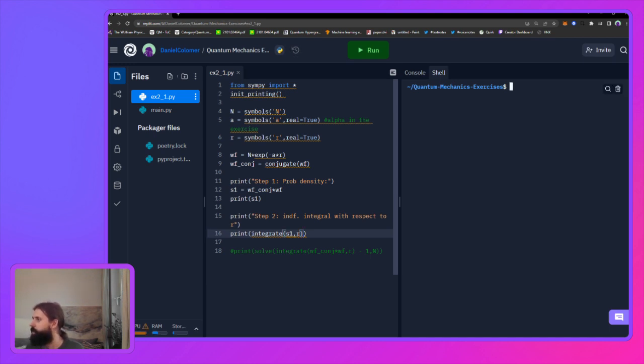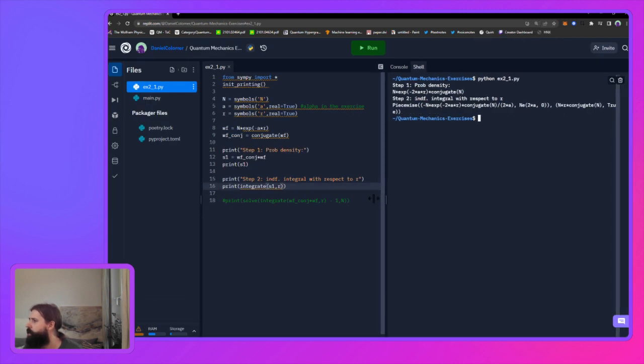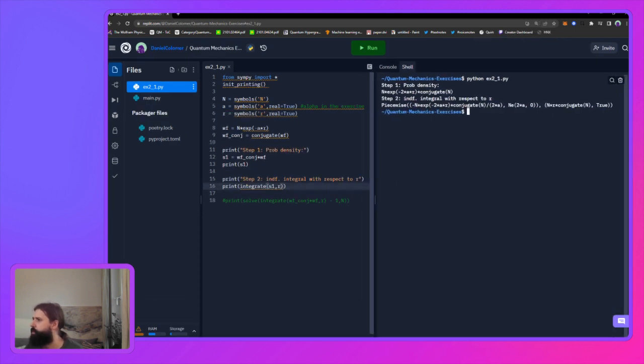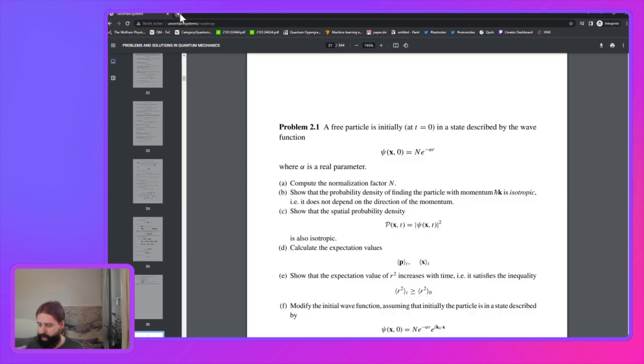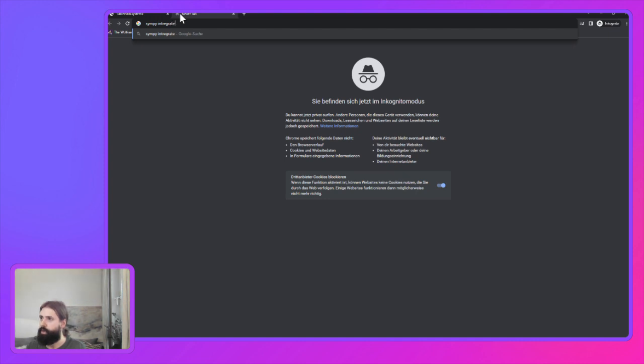So let's see. That doesn't solve the integral, does it? Yeah, that's the problem. So here it starts trying to solve this. And that's what bothers me, right? Because, okay, so what is piecewise? What do we have? This is basically Sympy integrate.